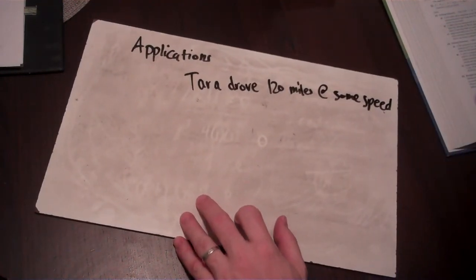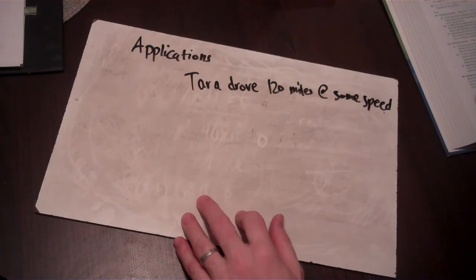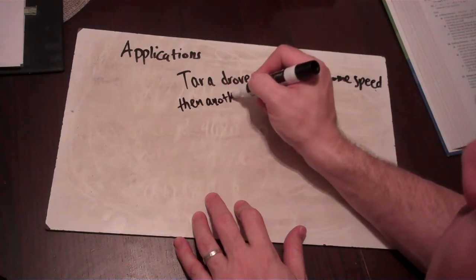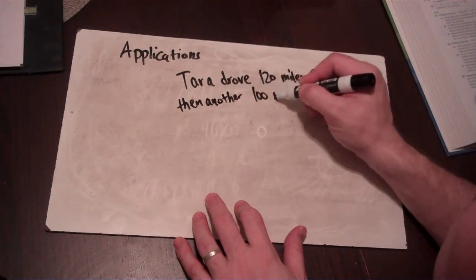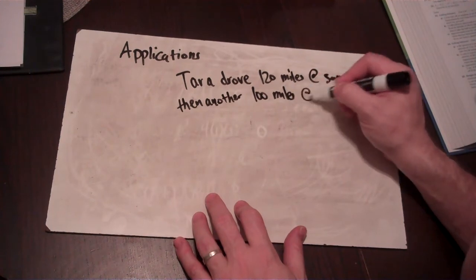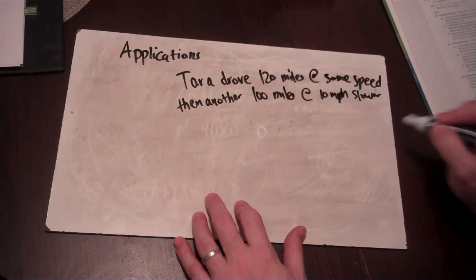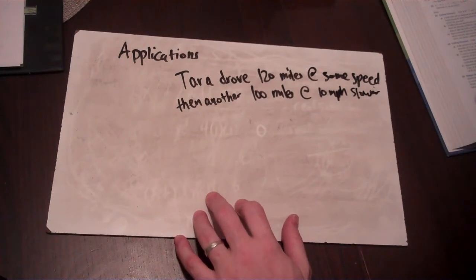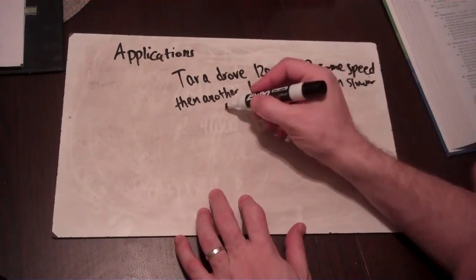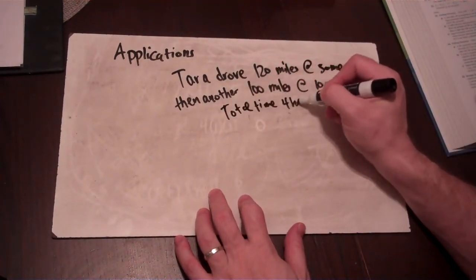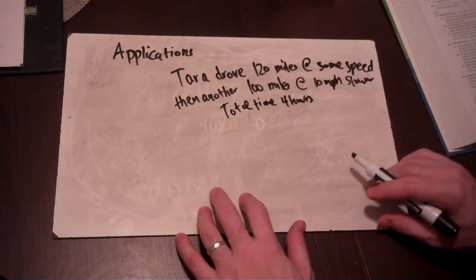And then it says, Tara then drove another 100 miles at a speed that was 10 miles per hour slower. If the total time was 4 hours, what was her speed on each part of the trip? And so we want to know her speed on each part of the trip.